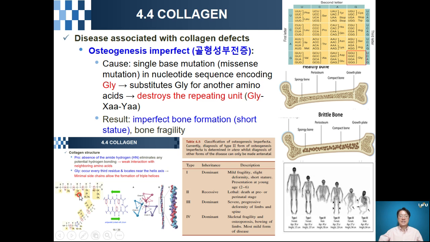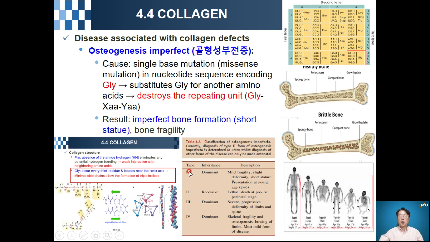So what's the function of glycine in the collagen? We already learned that glycine occurs every third residue. This glycine is located near the helix axis. Because it has a minimal side chain, it easily allows the formation of the triple helix. So if the repeating unit is destroyed, the triple helix cannot be easily made. So it will induce several results. First, it will induce imperfect bond formation. It will induce short stature, okay, like this.